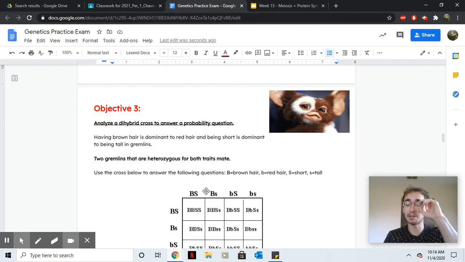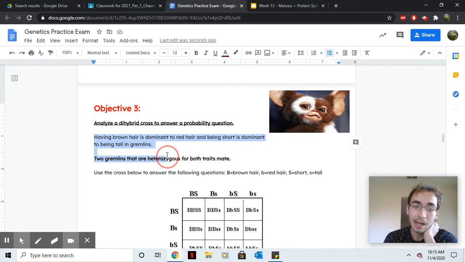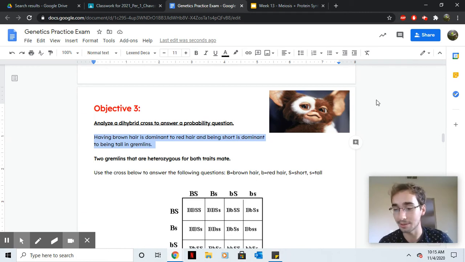Next, this one is going to be a little tricky. It's probably the hardest one in the test, a dihybrid cross. You're going to be analyzing this dihybrid cross of 2 gremlin parents. So read: having brown hair is dominant to red hair, and being short is dominant to being tall. So note, like we used to say, being tall is dominant, but this is gremlins we're talking about. Gremlins are usually short, so being short is dominant.